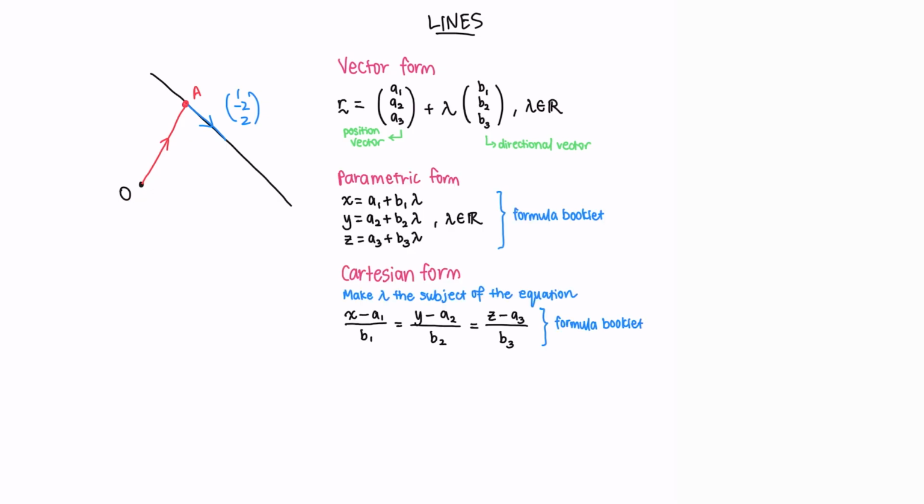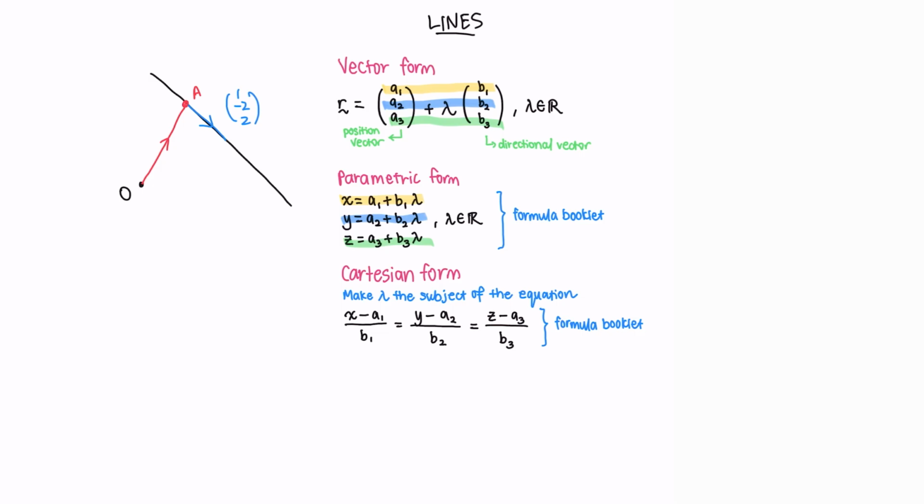Next, we're going to look at two other forms, the parametric form and the Cartesian form. First of all, the parametric form, this is in the formula booklet by the way. We will take x equals a1 plus b1 lambda. That is just x equals a1 plus b1 lambda. And y will be a2 plus b2 lambda. And finally, z equals a3 plus b3 lambda.